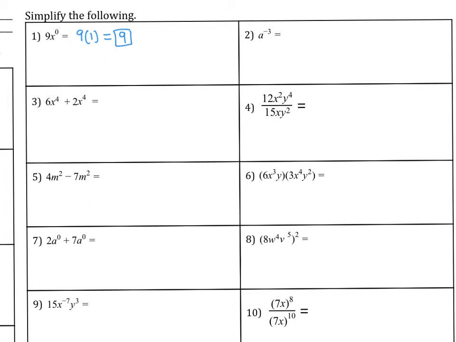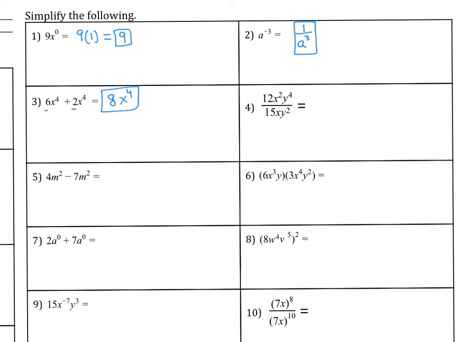For number 2 that has a negative exponent, if you have a negative exponent and you want to make it positive, you're going to take its reciprocal, keep the base, and change the exponent into positive. For number 3, you're going to add the coefficients and keep the base, keep the exponent.